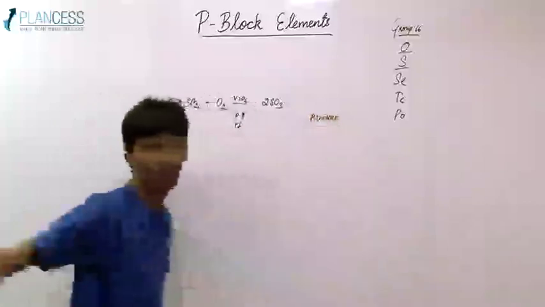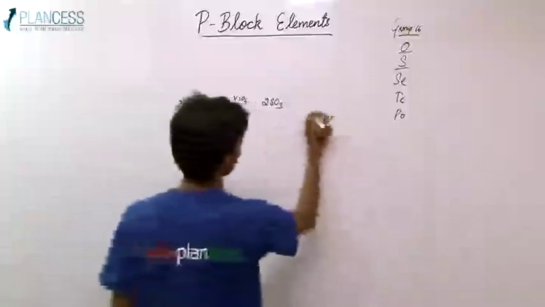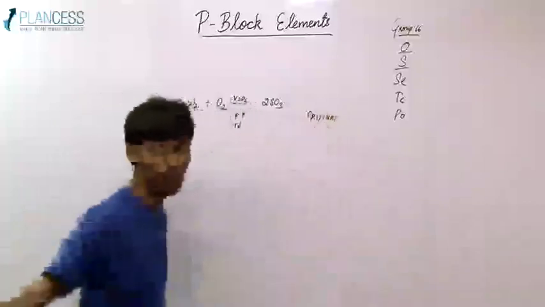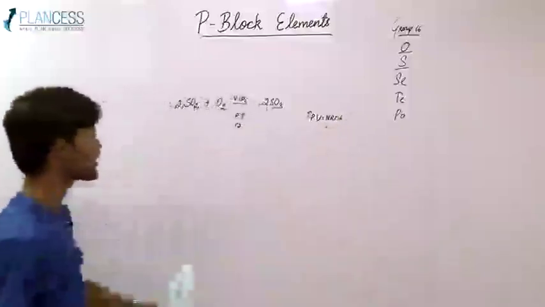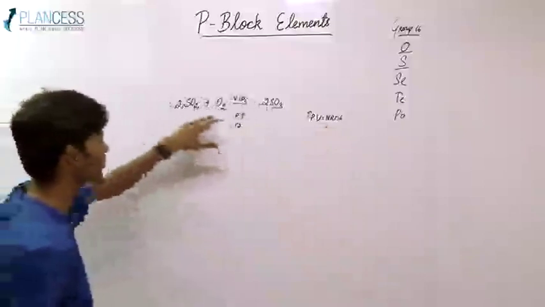If you go by the ideal gas, if pressure is high, volume will be low, and if temperature is low, volume will be low. So in this case, greater pressure and lower temperature would favor the forward direction.